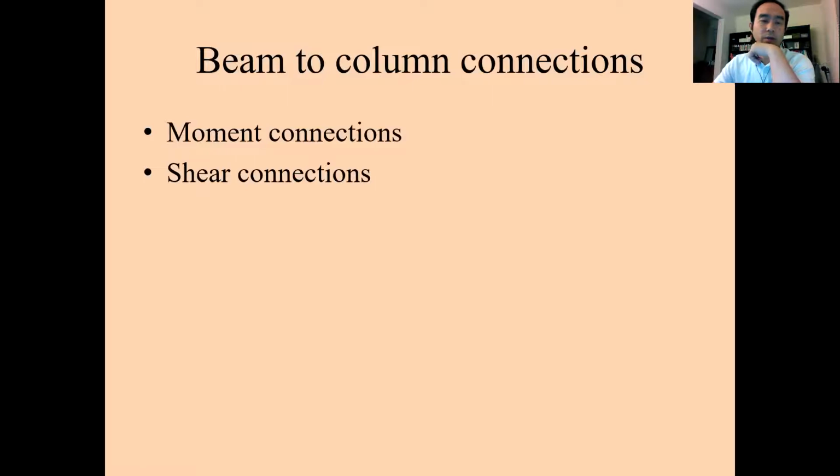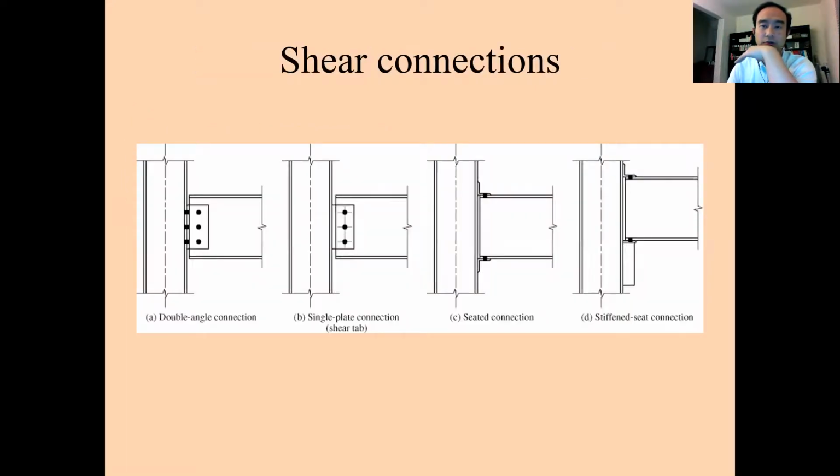Okay, so let's talk about the beam to column connections. And here we have two classifications: moment connections and shear connections. So let's talk about how we can classify the connections into shear connections or moment connections. Basically, shear connections are simpler connections compared to the moment connections. So these are four examples of shear connections.